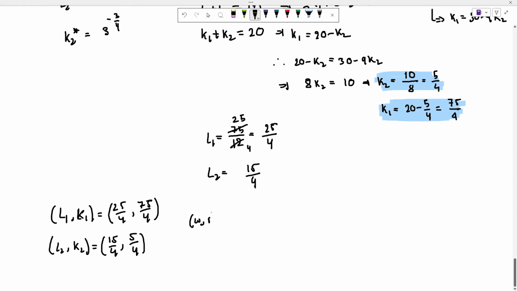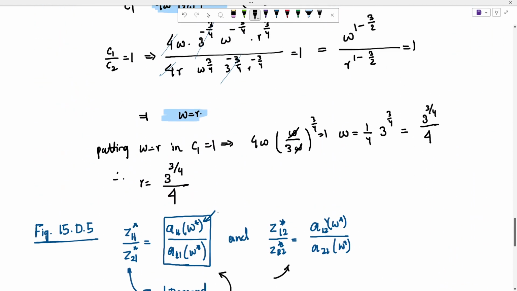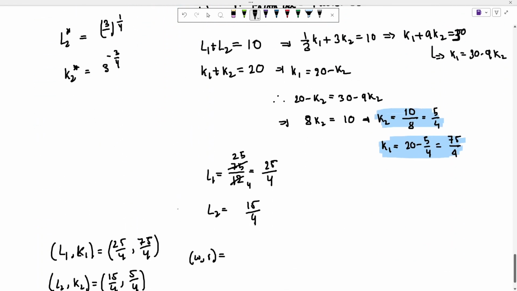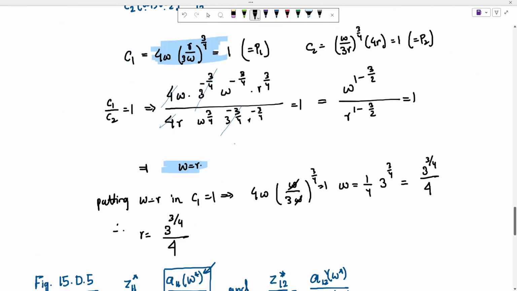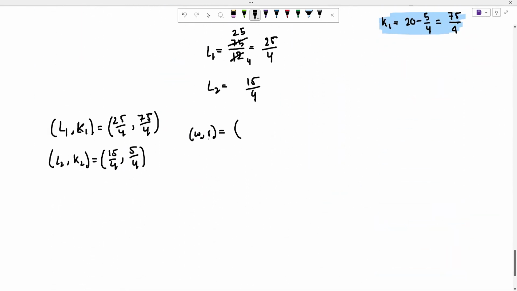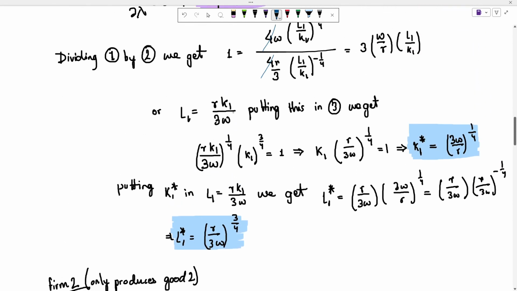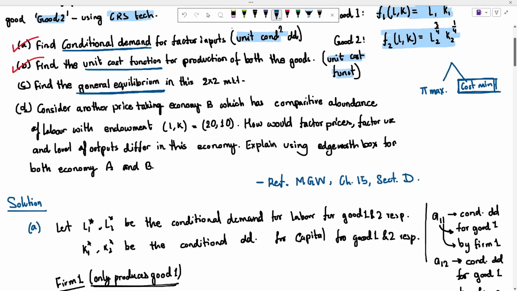What your W and R are, we found W and R to be 3 to the power 3 by 4 by 4, right? Sorry. So 3 to the power 3 by 4 by 4 and 3 to the power 3 by 4 by 4. And we can just plug these two things into the production function and we'll get it. And as for the final thing, I'm kind of running out of time, so I would have to leave that, I guess. But so we did this.